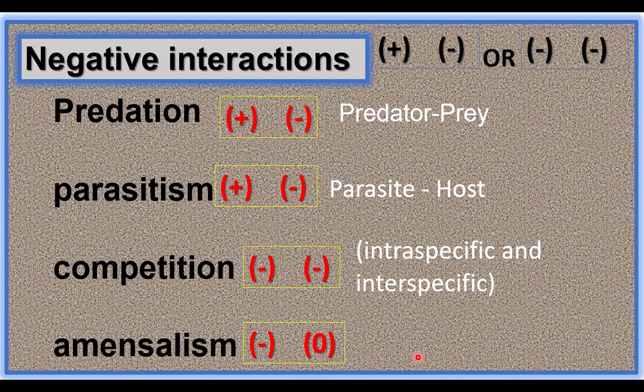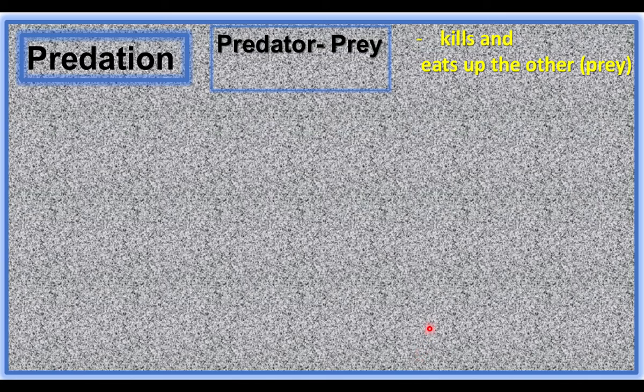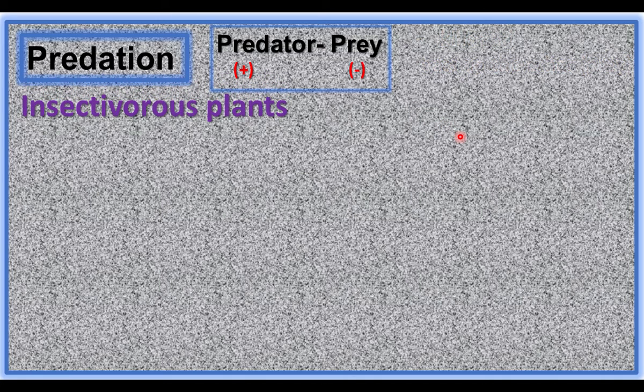Let us see the interactions one by one. Predation is an interaction between the predator and the prey. Here the predator is benefited. It kills and eats up the prey. What is called a predator? The organism which kills another organism is the predator. What is prey? The organism which is killed is called the prey. Here the predator is benefited and the prey is harmed.